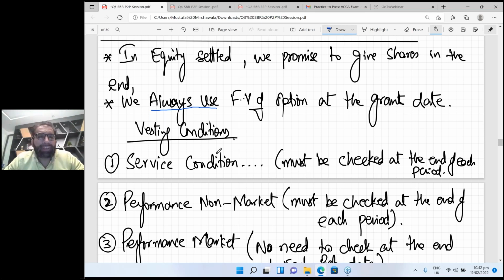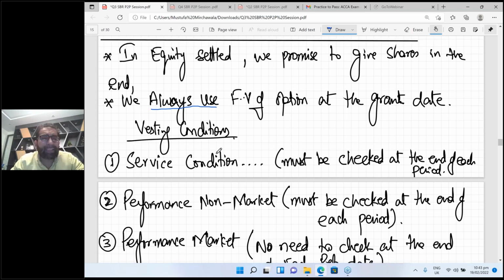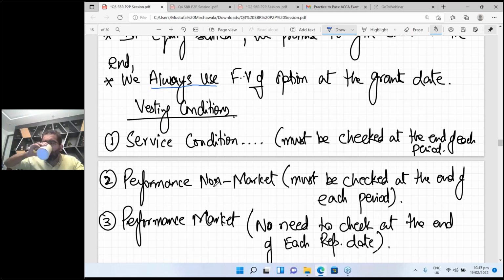So for service condition, we must check at the end of each reporting date what the chances of fulfillment are, and we need to adjust at each year end. If some employees left or some employees say yes, we will stay till the end, you need to re-estimate every year about service conditions, right? The second is performance non-market conditions.